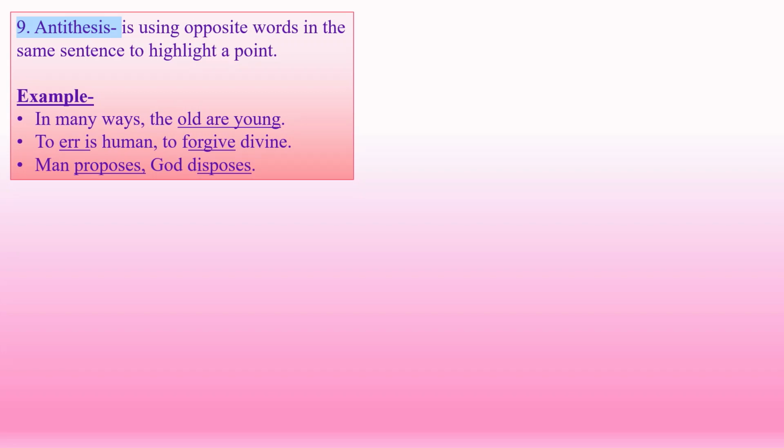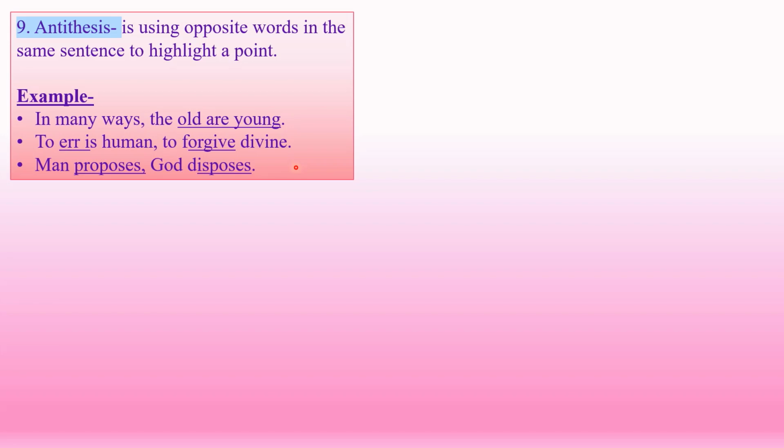The next figure of speech is antithesis. Antithesis is using opposite words in the same sentence to highlight a point. For example, in many ways the old are young. How can old be young and young be old? You see, old and young, the two opposite words, are used in the same sentence to highlight a point. See the next one. To err is human, to forgive divine. Man proposes, God disposes. Propose, dispose, opposite words put in the same sentence to highlight a particular point. These are the clear cases of antithesis.